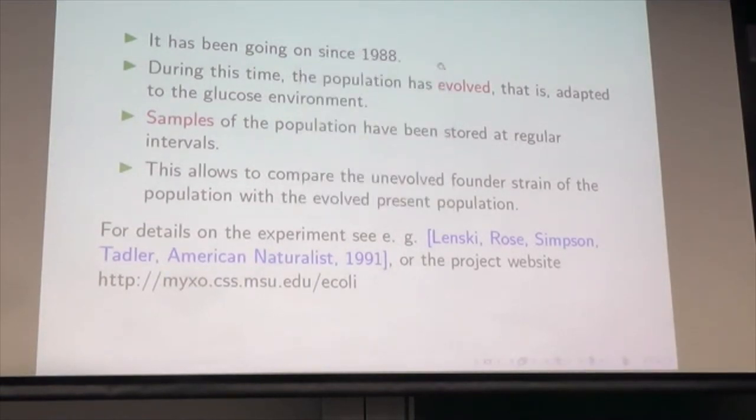It's been going on since 1988. And the population has evolved, which means the individuals have accumulated new mutations over a long time, and they are adapted to the glucose environment. Adapted means they are fitter to the environment.